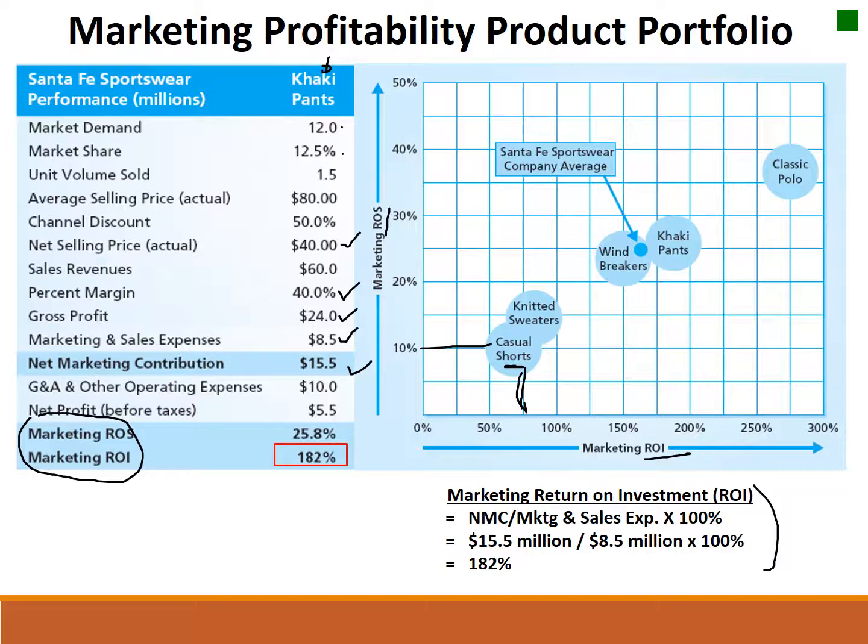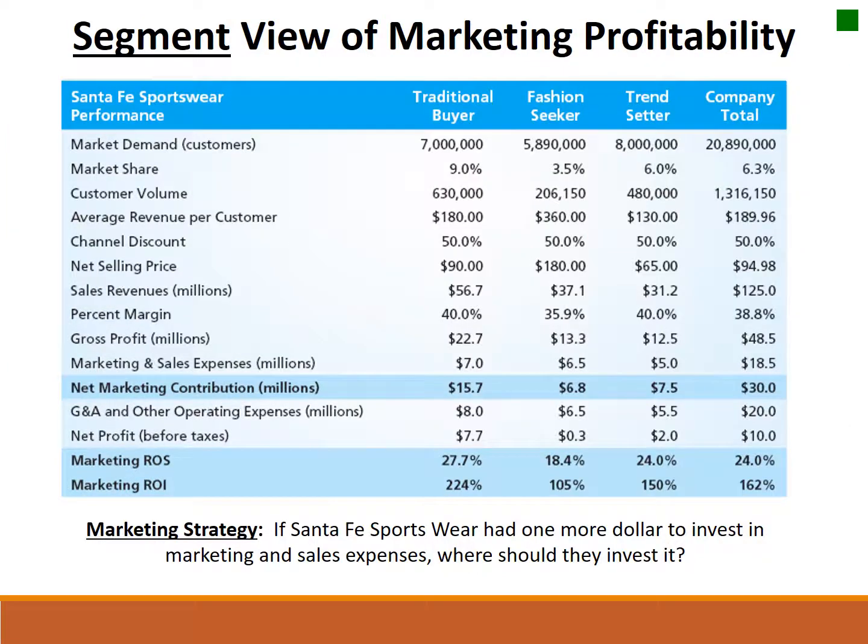We can also, interestingly enough, flip this around. So this is a product perspective, but what if we looked at different market segments and measured the effectiveness of our marketing efforts by market segment? Now we've got traditional buyers, fashion seekers, trendsetters, and then our total company outlay here. So we have a company with 3 market segments that they're trying to focus on, and we have different volumes and different market shares within each one.